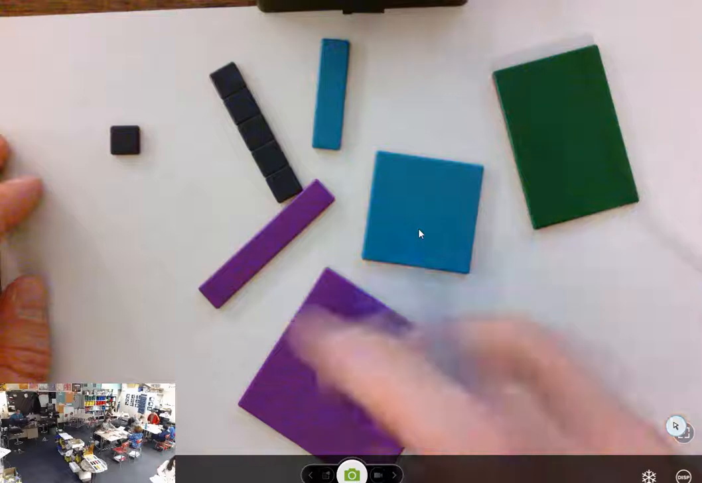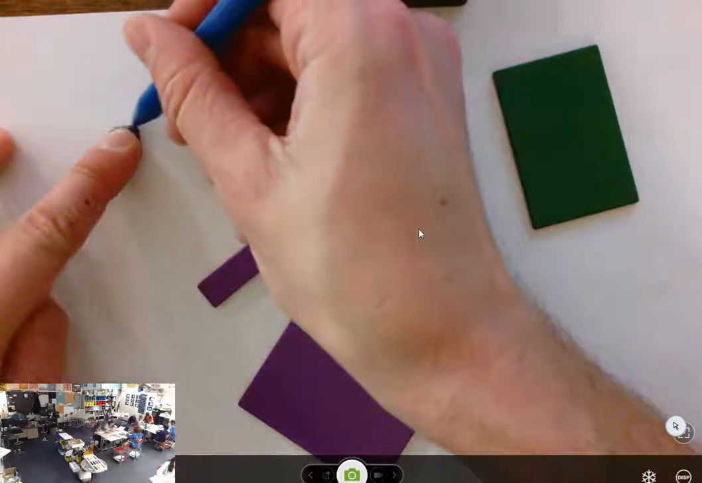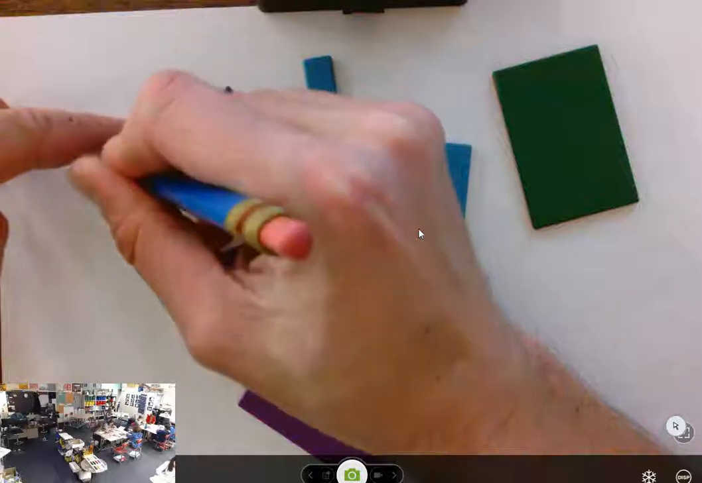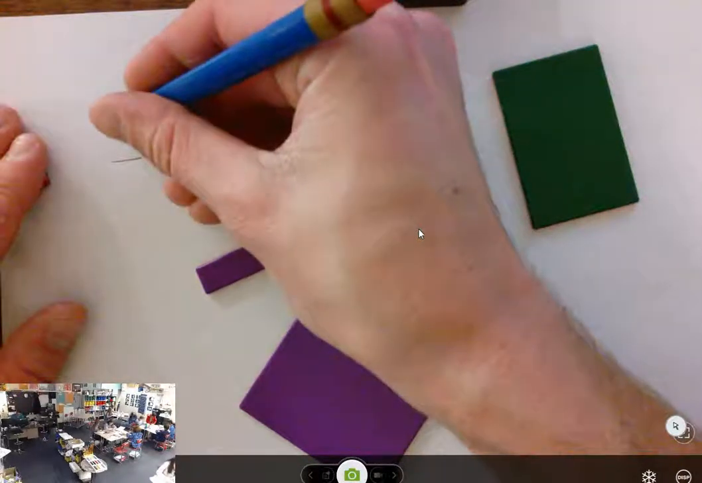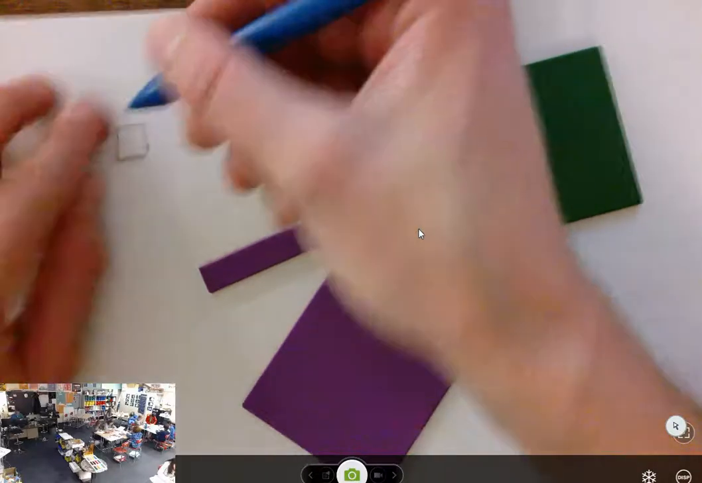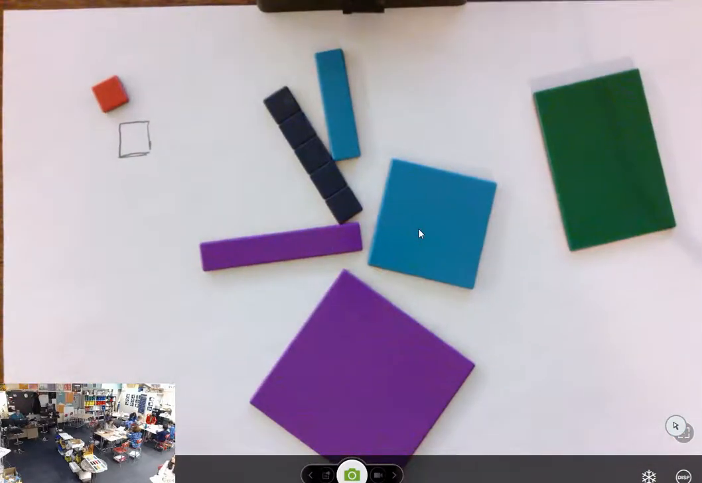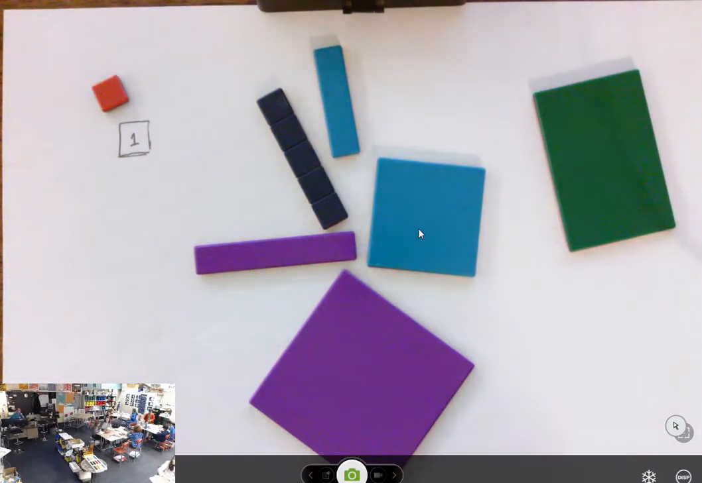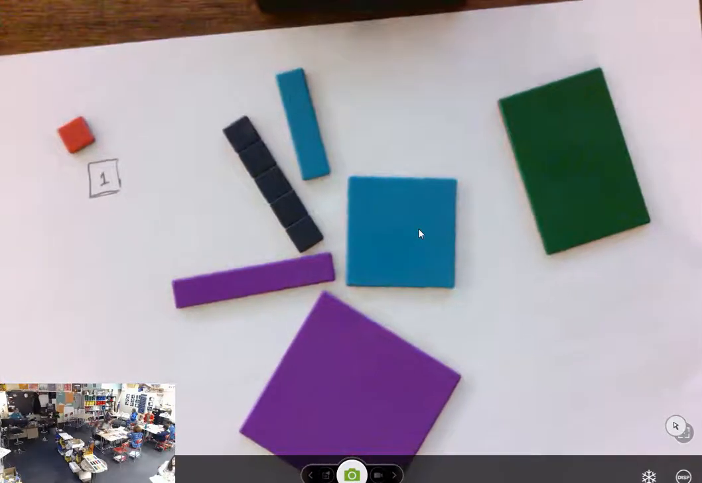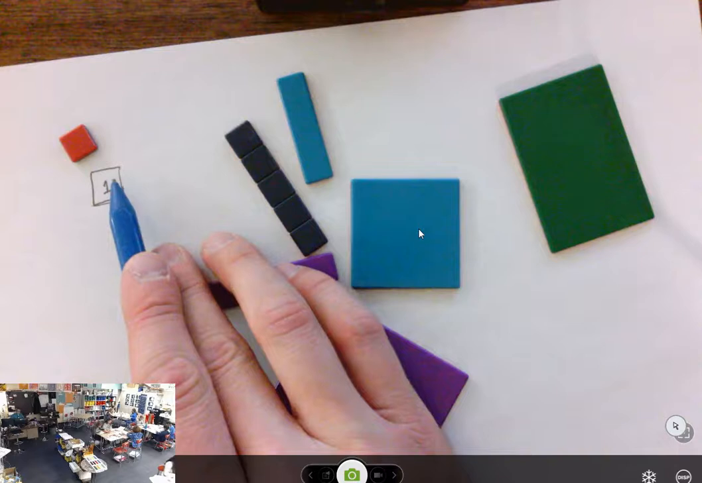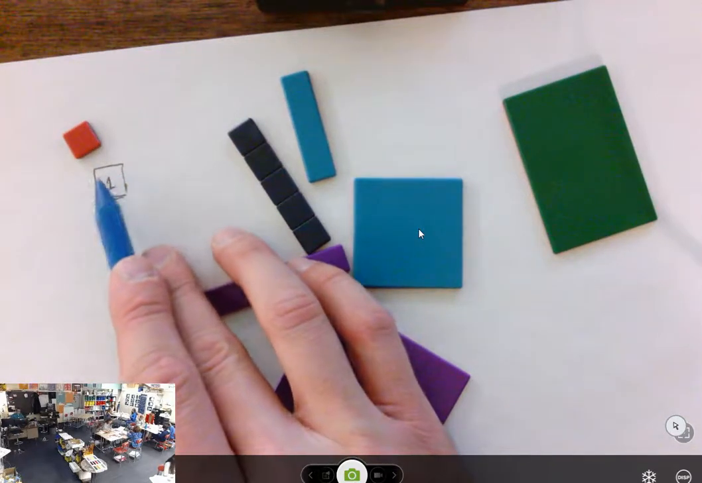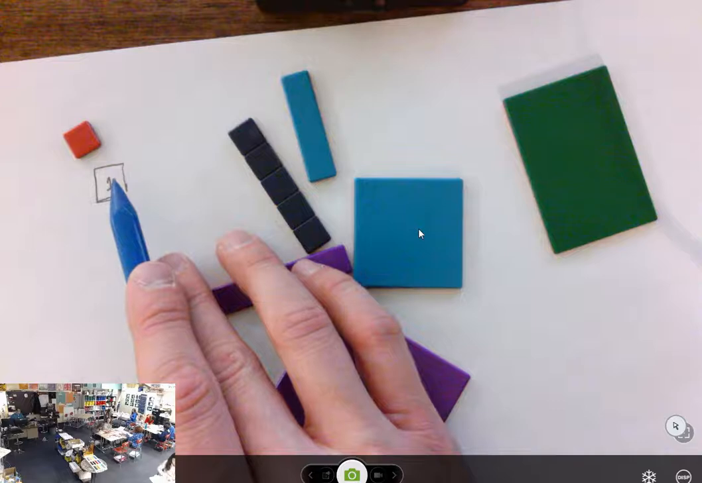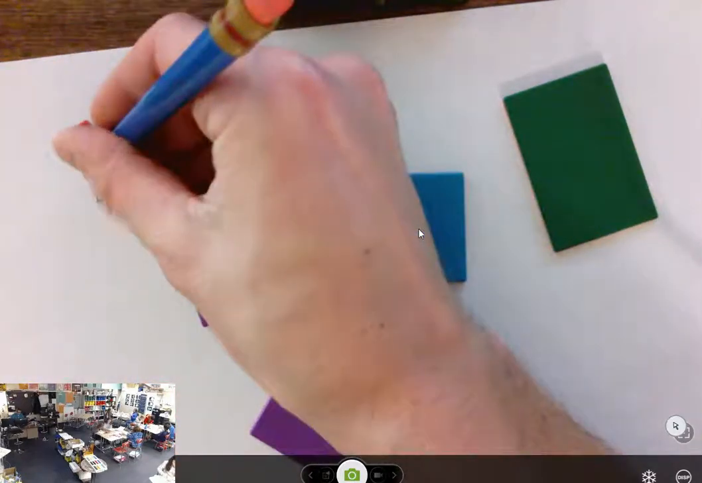A couple of these should be easy because we worked with them on that last test. If I trace this little square, what are we going to label this little unit square? What's its name? Who remembers? It's a 1. Now hold up. The names we put inside are going to be area. Then we want to talk about the dimensions around the edge. What would the dimensions of my 1 square be? 1 by 1.